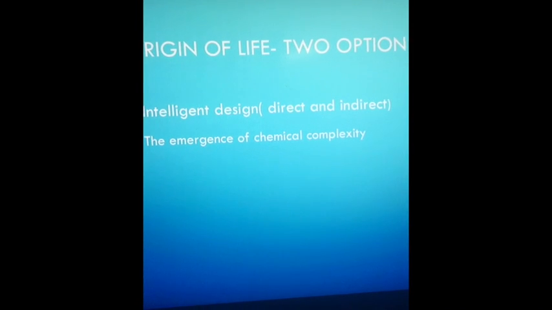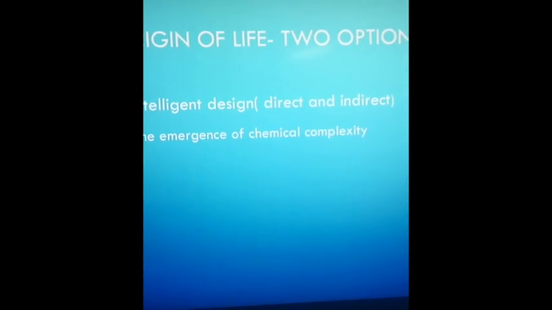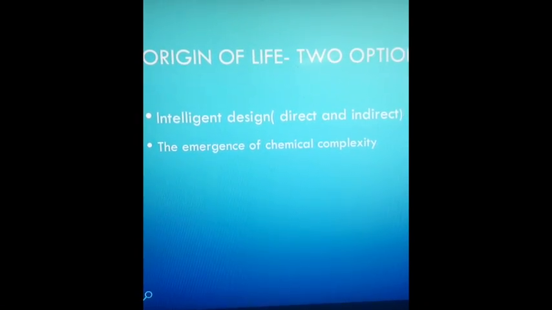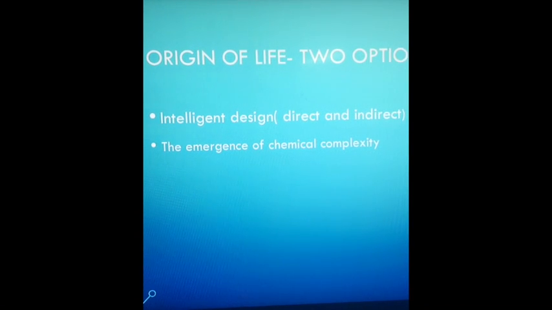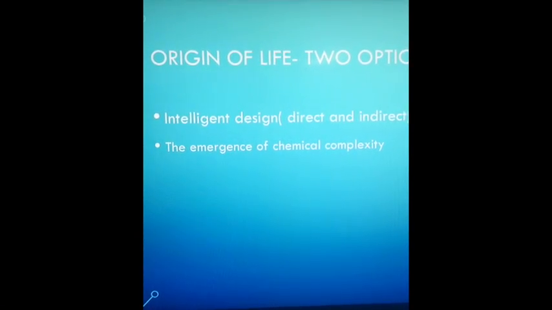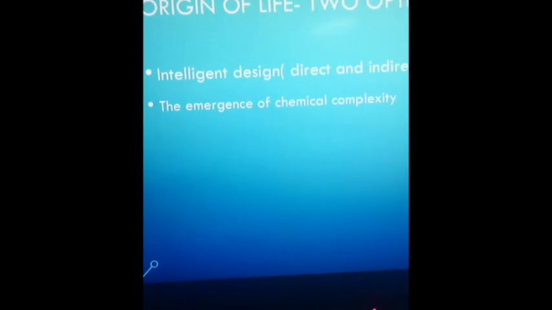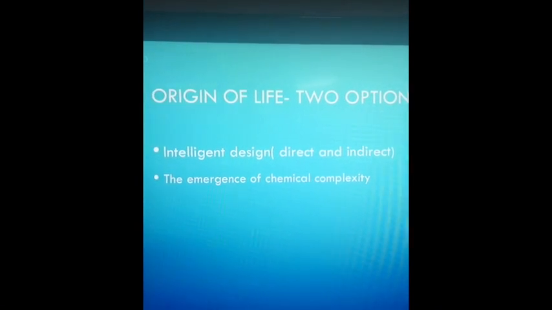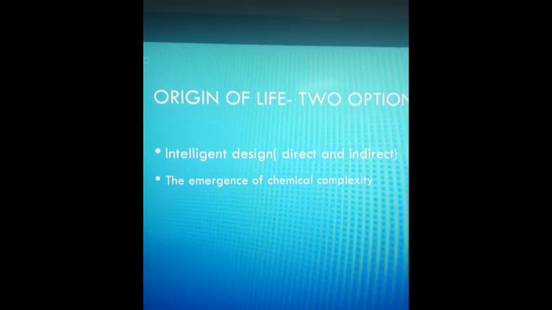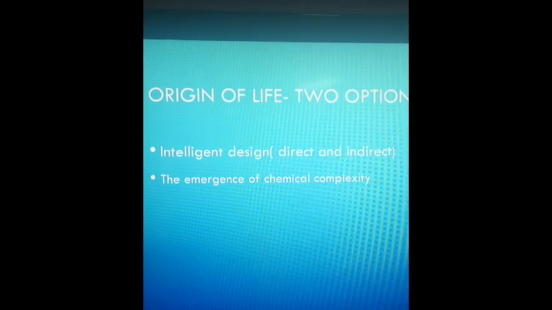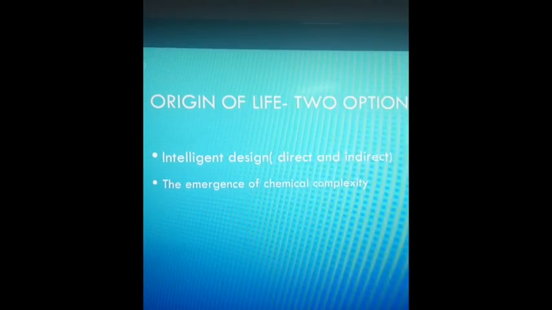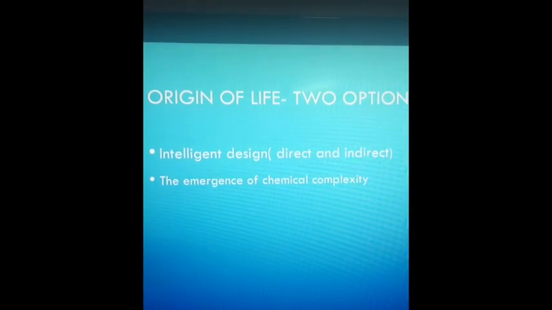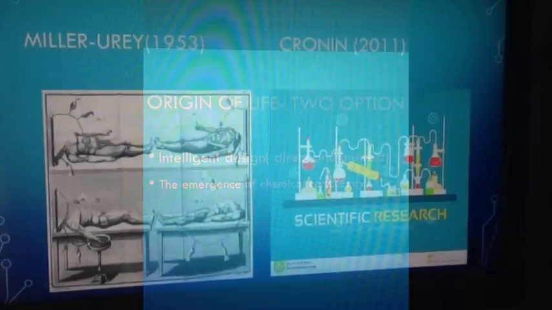There are two options: intelligent design, direct and indirect, meaning God, or some alien life force, but talking about that alien stuff just pushes us further and further from it. The other thing we need to think about is the emergence of chemical complexity. So it's like having some form of primordial soup, and this one has a variety of all 20 amino acids. And somehow these amino acids combined and life began. What does this mean? What is life? And what is the stuff of life?